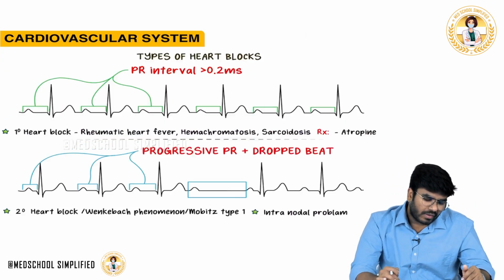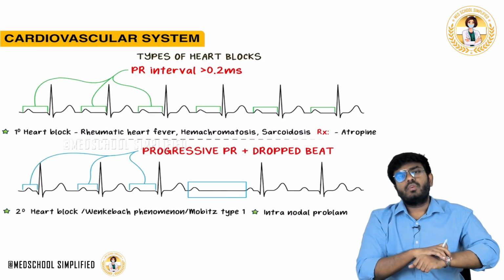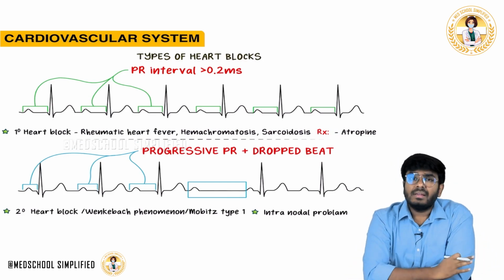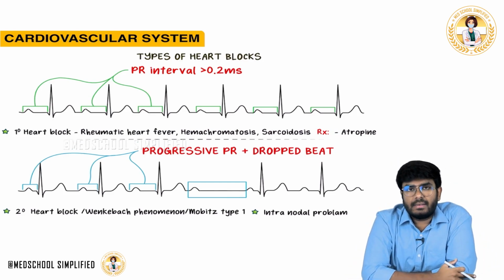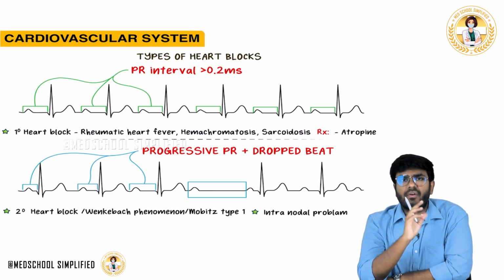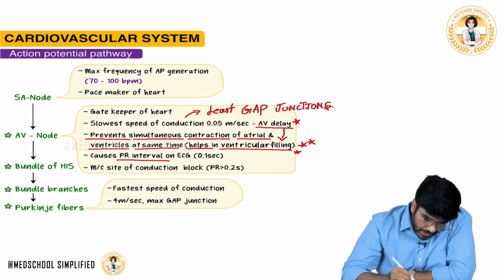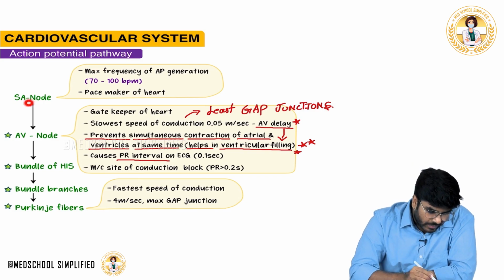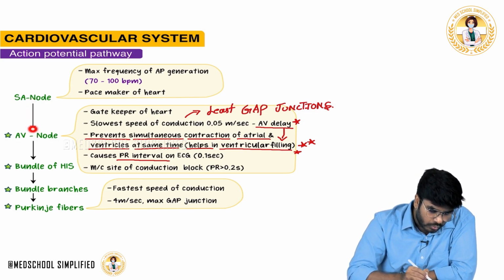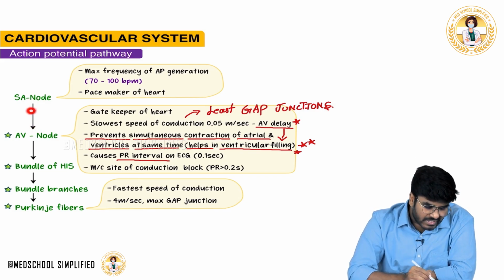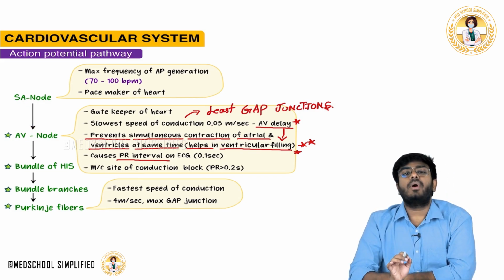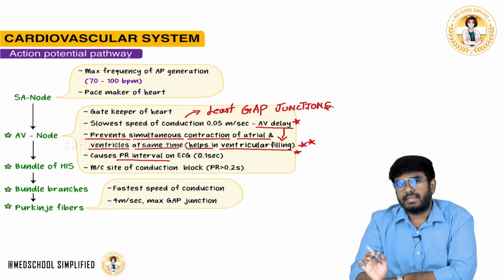Now after discussing this, I just want to integrate the PR interval with the conduction blocks. Guys, we have already discussed the normal duration of the PR interval. Please look here. The PR interval usually accounts for 0.1 second. The impulse starts from the SA node, has to come to the AV node, and go through the AV node. How much time will the entire thing take? It will take almost 0.1 second.